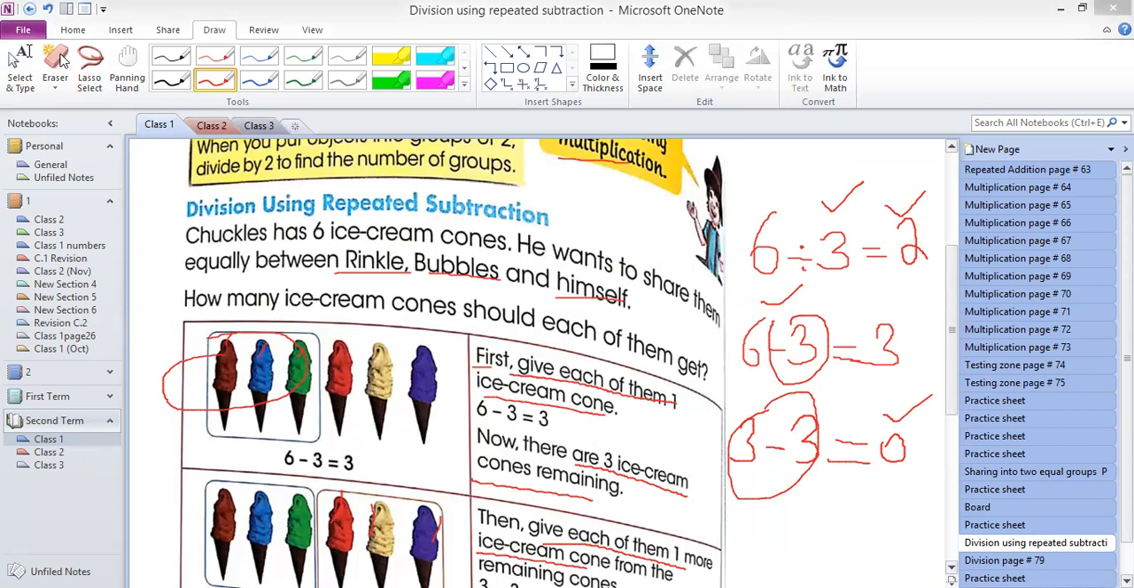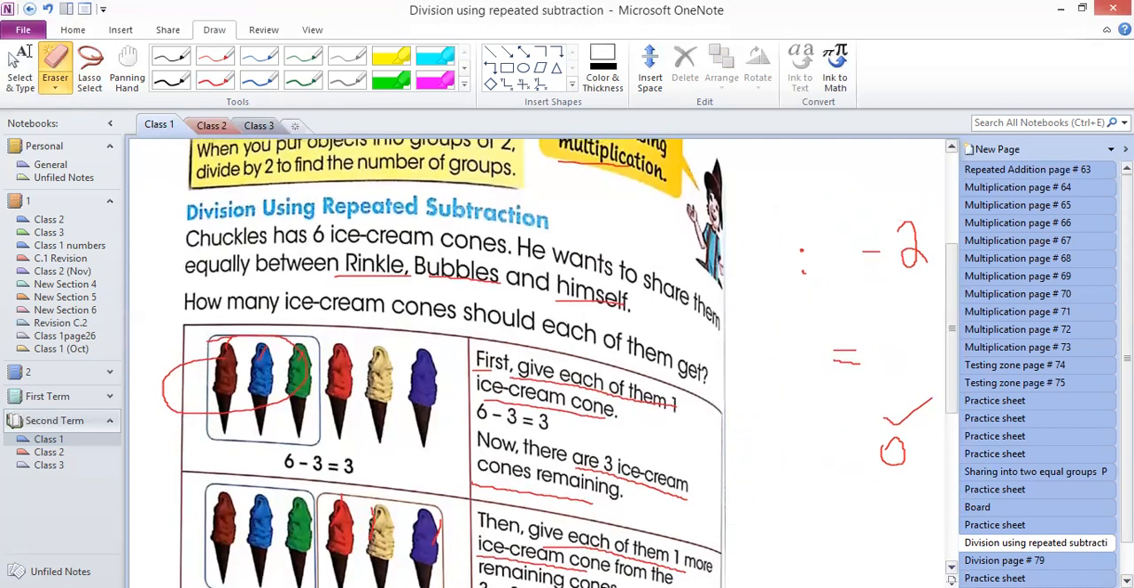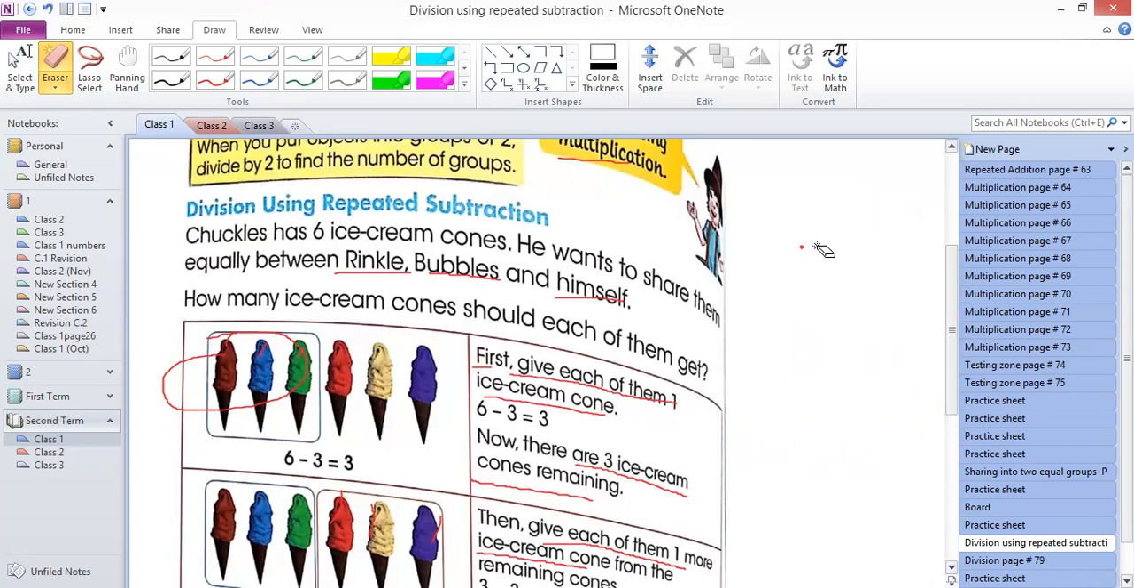Let's take one more example, guys. I'm going to change the numbers of this example. Instead of 6, if there are 10 ice creams, it cannot be 10, it can be 12. Let's suppose it is 12 ice creams.